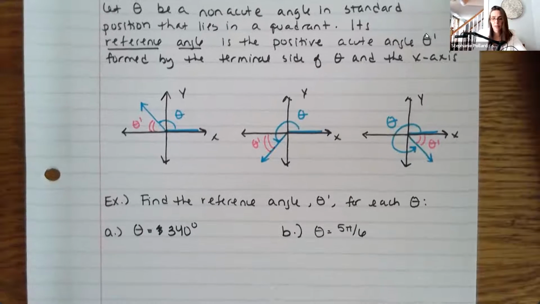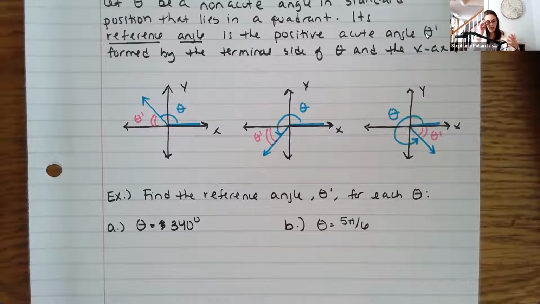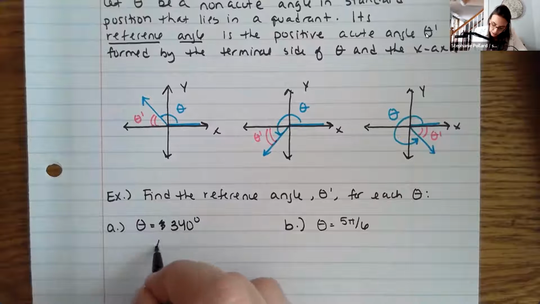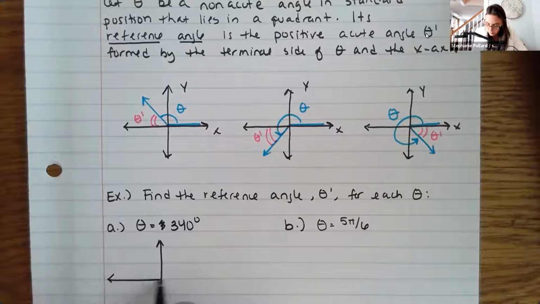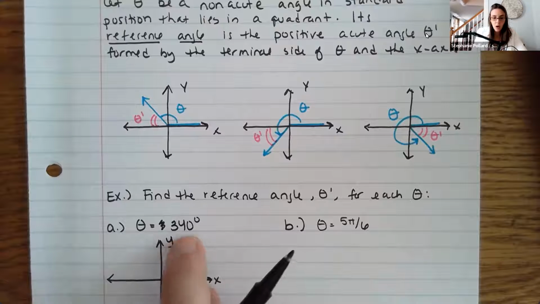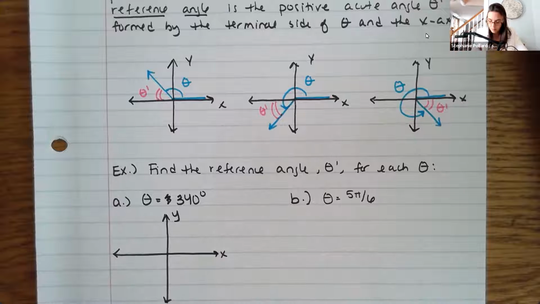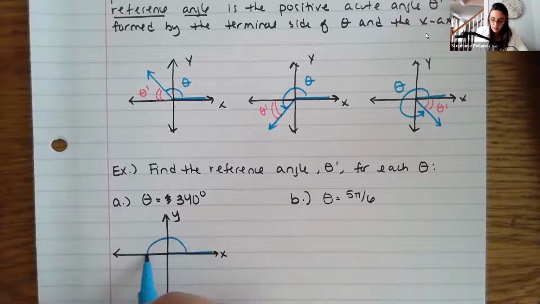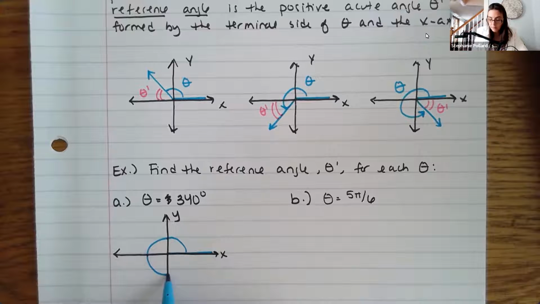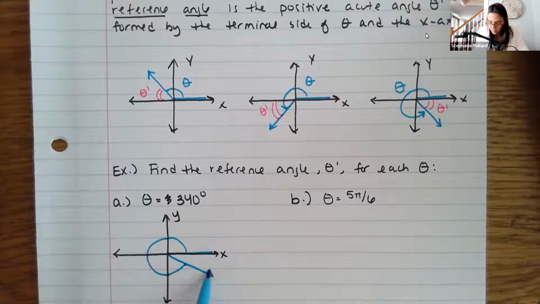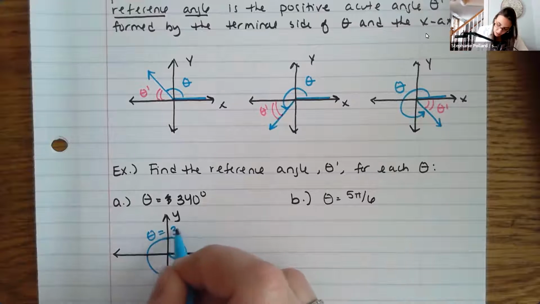So let's do some practice with that first. Find the reference angle theta prime for each theta. Now, this is one where I really do recommend the visual here. Now, remember, all the way around the circle is 360 degrees. So we're starting here, standard position. This is 90 degrees, 180 degrees, 270 degrees. Now 340 is obviously bigger, but remember 360 is the whole way, so we're not going quite the whole way. So maybe like right here. So our terminal side is coming out like this, and this is our theta going around. So our theta is 340 degrees.